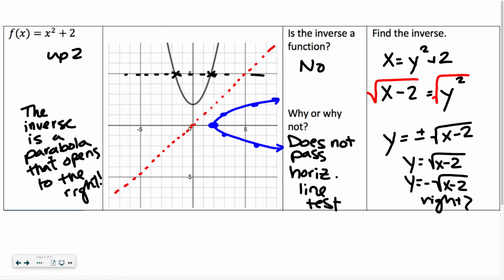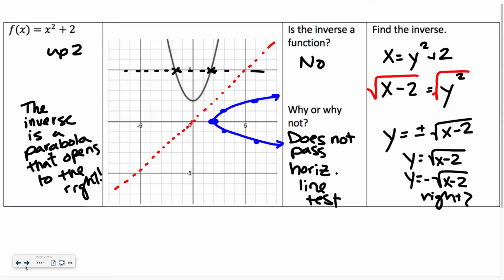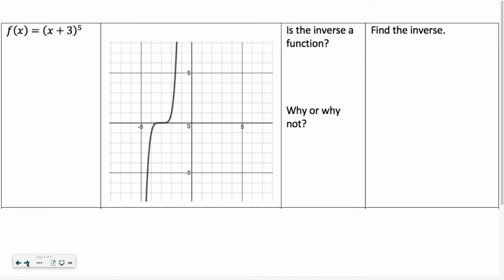All right, can you try the one down below? Okay, chat it out with your neighbors if you would like. See if you can answer the questions. Is it a function? Is it not a function? The inverse, why or why not? And then see if you can find it. And if you want to try graphing it too, that'd be great. AC, you want to give this one a go? It's on the front side.